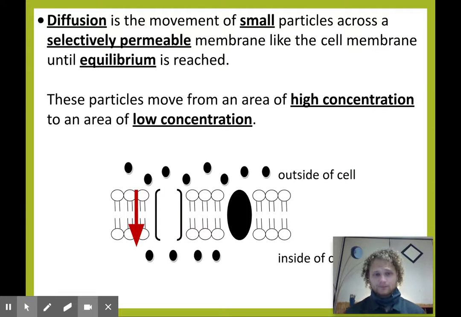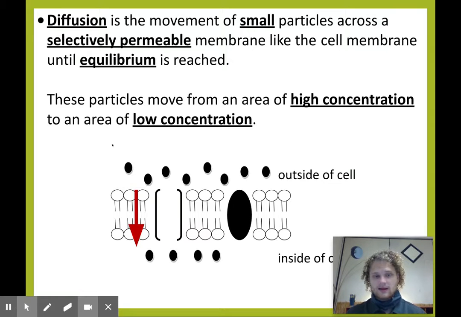So diffusion is the movement of really small particles across a selectively permeable membrane. The membrane is going to choose what it's going to let in and out. Okay, the cell membrane, as soon as equilibrium is reached, then we're good to go. These particles move from an area of high concentration to low concentration. High means just a lot more particles, whereas low concentration means a little bit of particles. And once we reach equilibrium, that means we're going to have the same amount of particles on each side, and they're not going to flow either way.